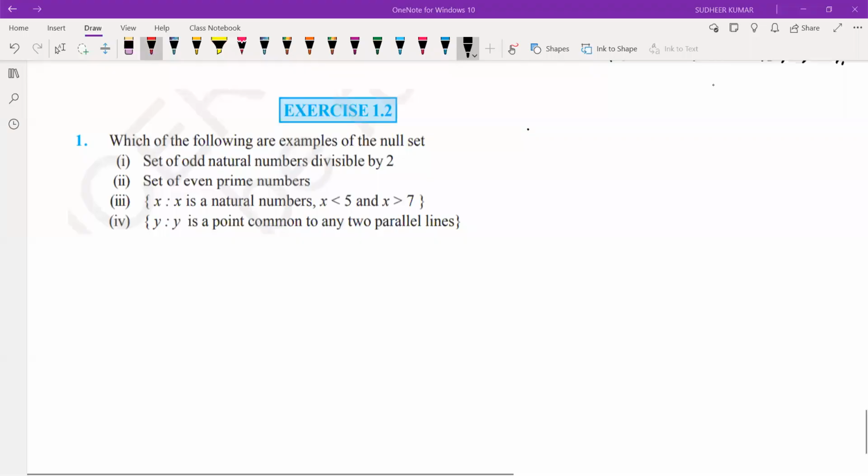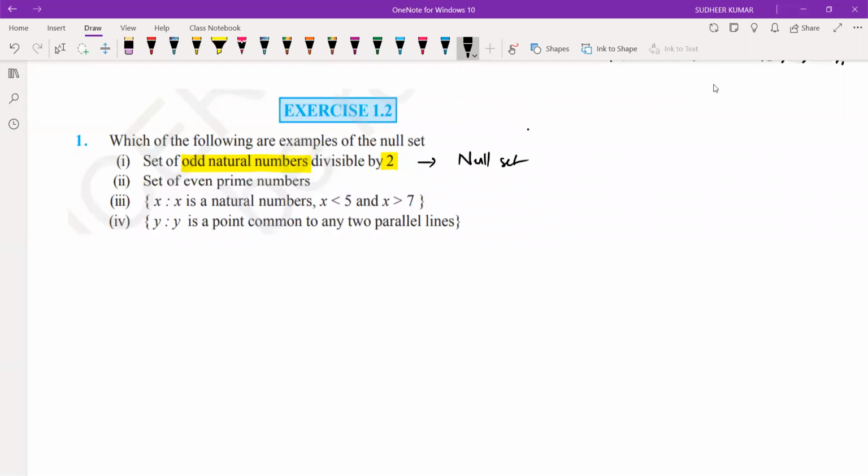Or the null set: the set of odd natural numbers divisible by 2. What result do you get? Divisible in the sense the remainder should be 0. Null set, sir. It is a null set because if you divide any odd number by 2, the remainder would not be 0. But here it is given that the remainder is 0. Such numbers do not exist, so it is a null set.